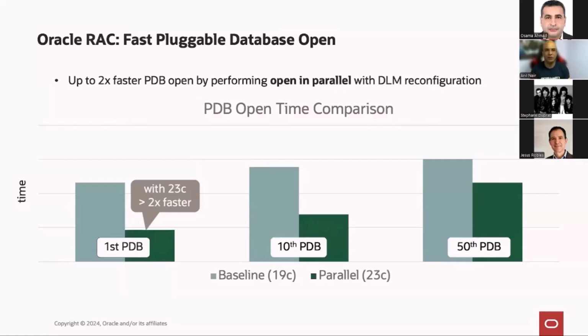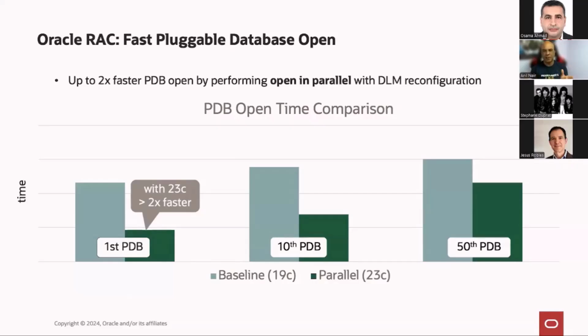So let's say you need to start up your database and PDBs have to be open, and you have hundreds and hundreds of PDBs. Well, we are already working on that. Compared to 19C, we are about 2x faster to open a PDB in 23C, and the same as you have more and more PDBs. So how do we do that? We do this because we open in parallel with DLM reconfiguration.